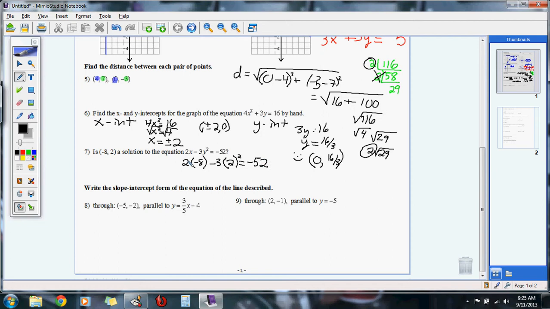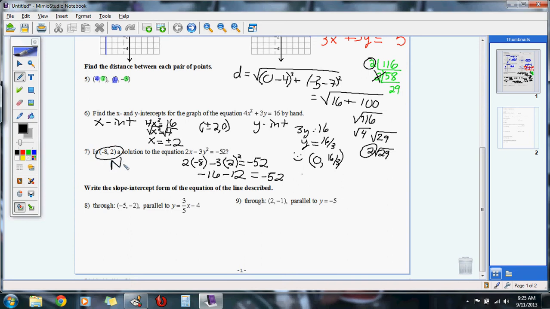So looking here, 2 times negative 8, we're going to get negative 16. Negative 3, but you have to do the 2 squared first. So that's going to be minus 3 times 4, or minus 12. So what are we getting here? We're getting actually a negative 28 equals negative 52. And would we say that's true or false? Definitely not true. So is this right here a solution?